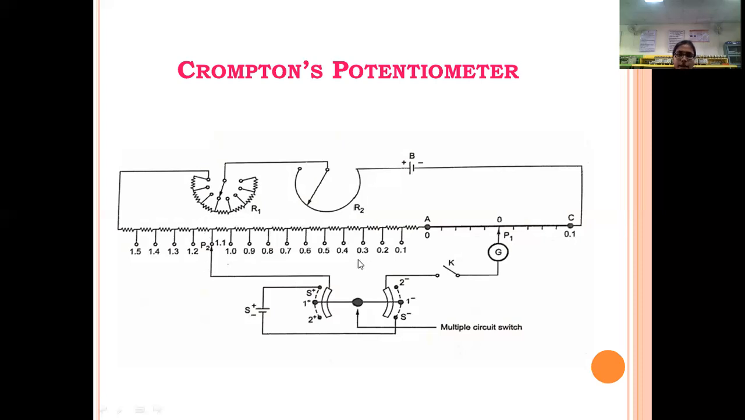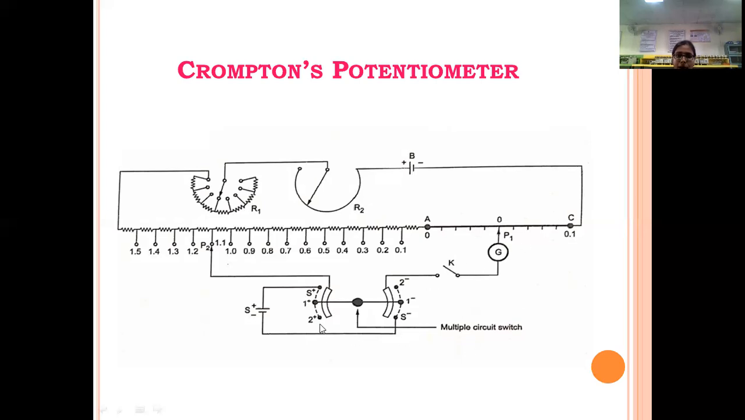After the standardization, we'll close the switch K, then current will start flowing through the circuit and the galvanometer starts deflecting. To get the null deflection, we'll adjust the values of R1 and R2. R1 is the coarse adjustment and R2 is the fine adjustment to get the null deflection. When you get the null deflection, that means it is in balance condition.